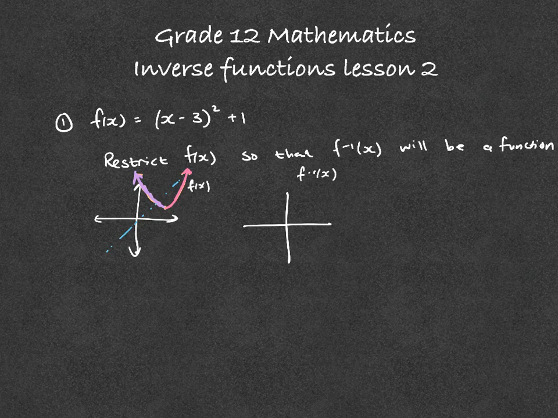So first of all, our turning point in the original function was what? What did we say? 3 and 1. So now our turning point is going to be at 1, 3. That's important. And then this y-intercept here is going to become an x-intercept. So in other words, we're going to get a parabola that looks something like that. So it fell on its side, but be very careful of that turning point.